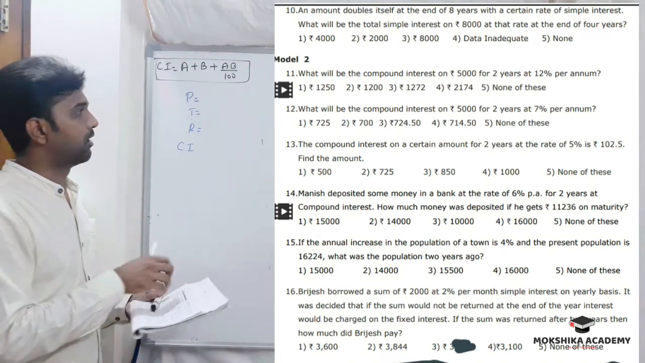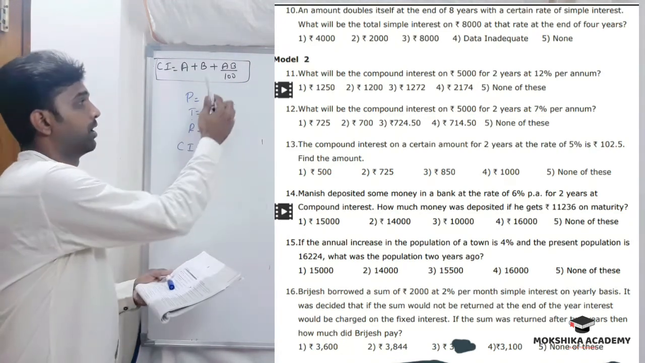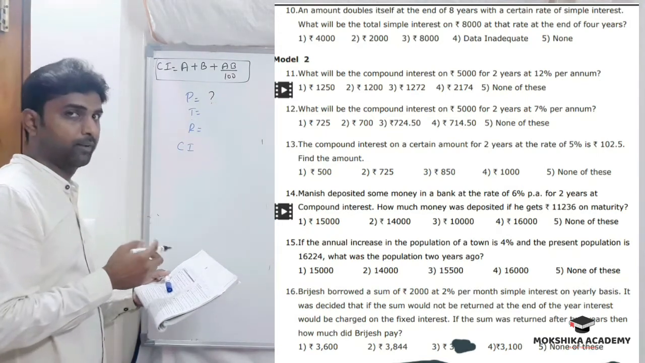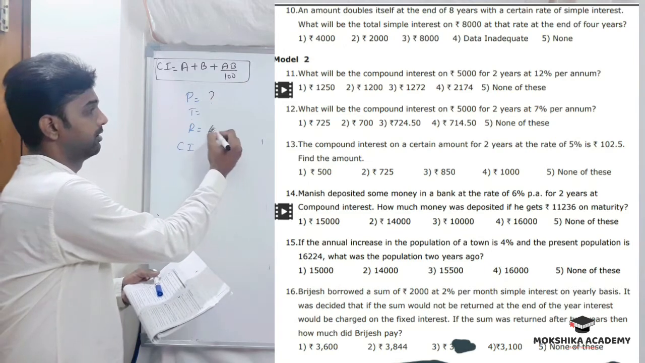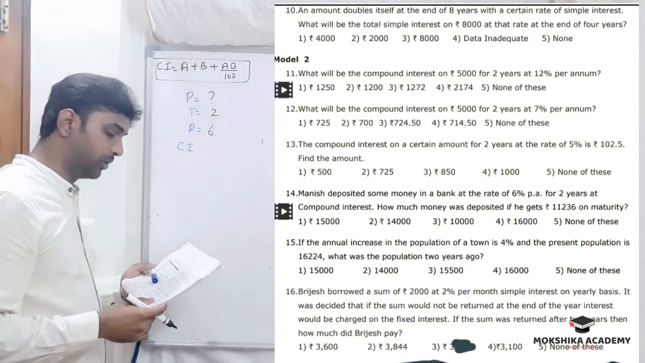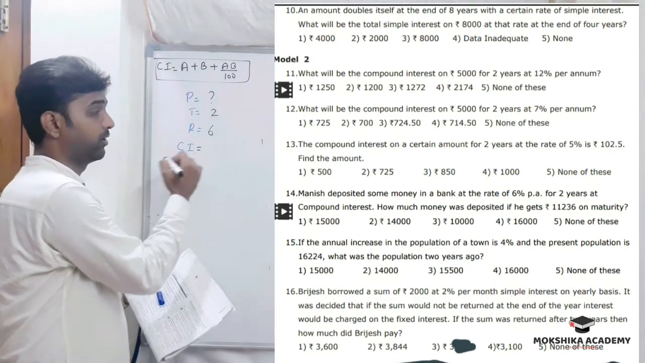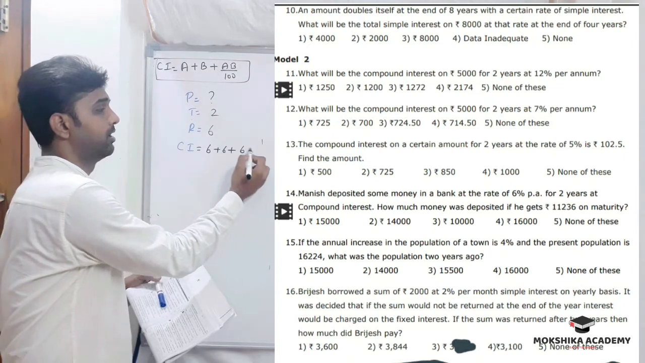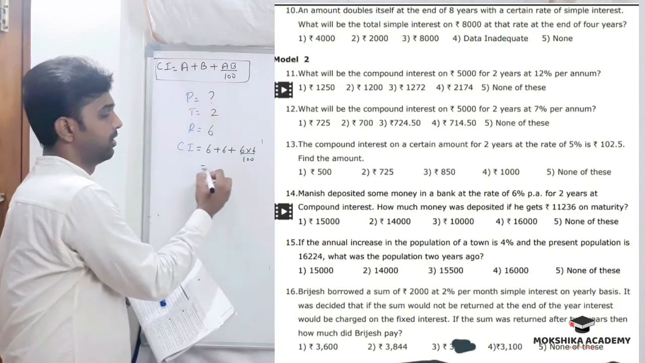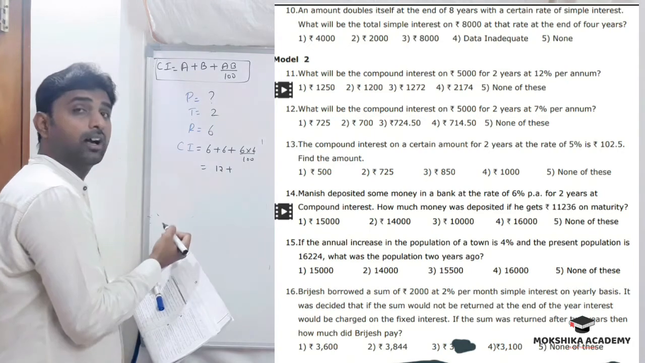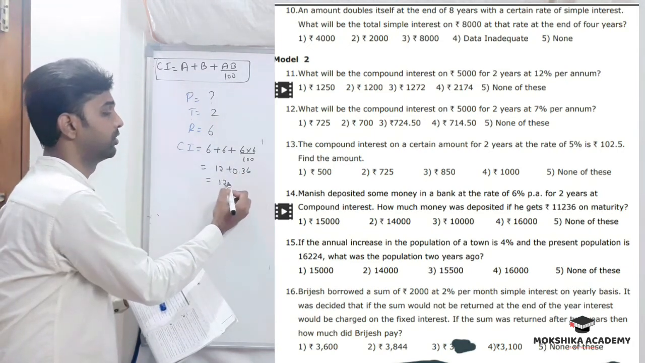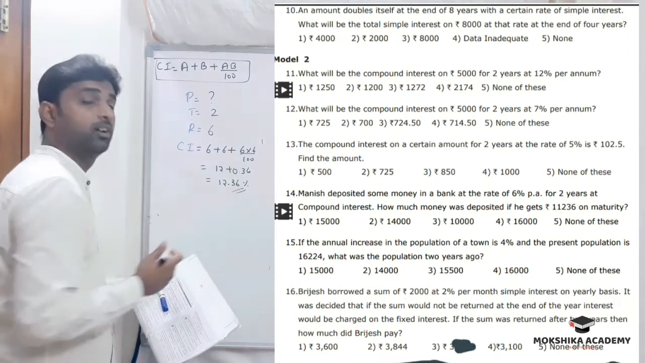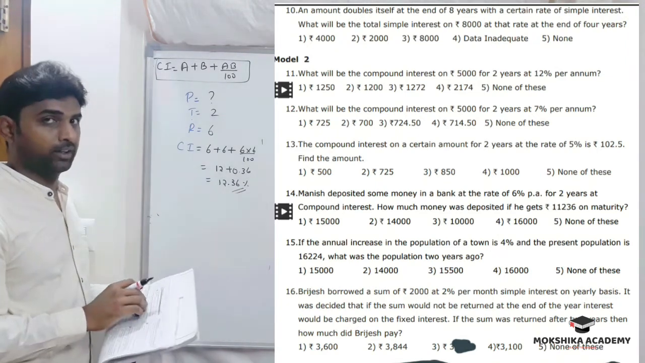He has deposited some money. That means they have not given the principal amount. We need to find the principal amount. But they have given the rate and time. Time is 2 years, rate is 6%. Let us find out the compound interest. 6 plus 6 plus 6 into 6 by 100. This will be 12 plus 6 sixes are 36. 36 by 100 is 0.36. So you will get 12.36% as compound interest.